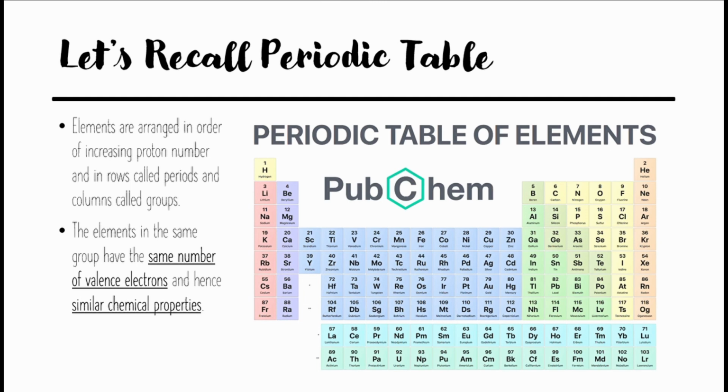Let's recall the periodic table. As you can see, elements are arranged in order of increasing proton number and in rows called periods and columns called groups. The elements in the same group have the same number of valence electrons. You can try it yourself. And hence similar chemical properties.